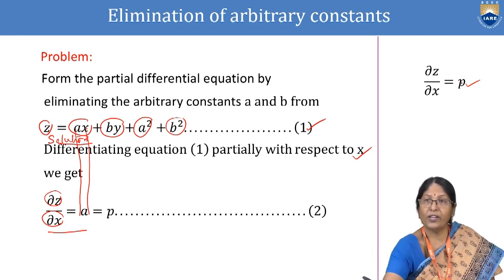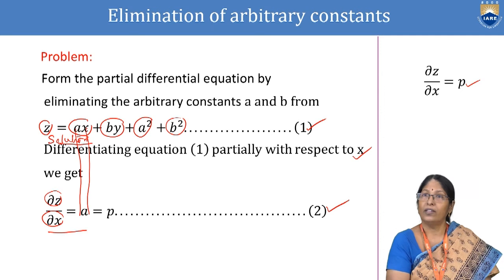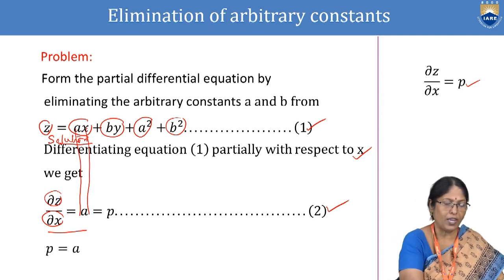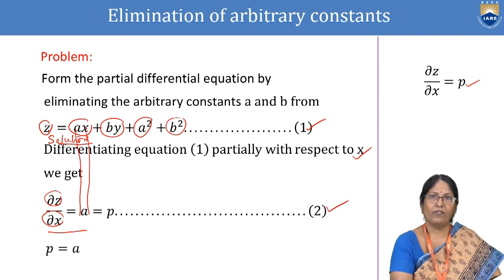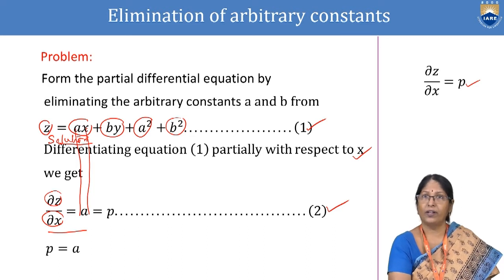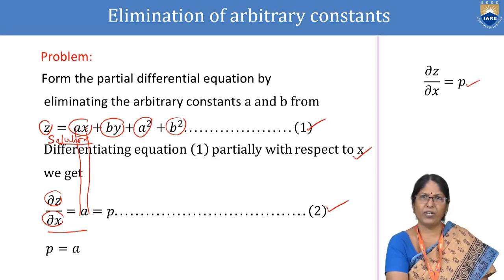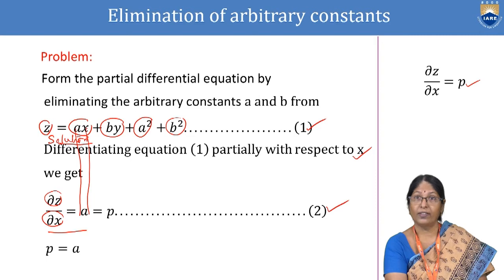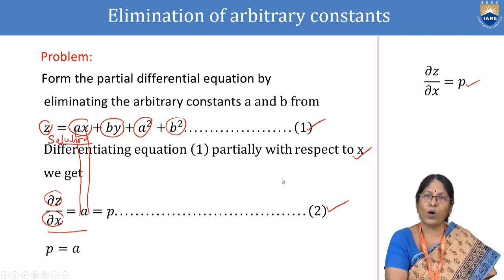And we know the notation, dou z by dou x equal to p. We are naming this as equation 2. So p equal to a. In our question, whatever the 5 notations we discussed, what is p, what is q, what is r, what is s and t, anything we do, in the final required solution, this a and b should not be there.